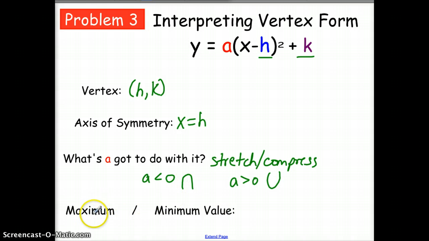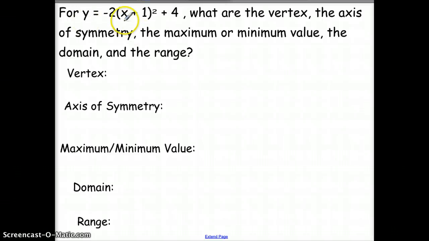When are we going to have a maximum value? If a is less than 0 and we have a frown, the maximum value is that vertex value of k, whatever the y value is. If we have a minimum, you're going to have a parabola facing up like this, and the minimum is the y value of the vertex, k. All right? And that is called vertex form.